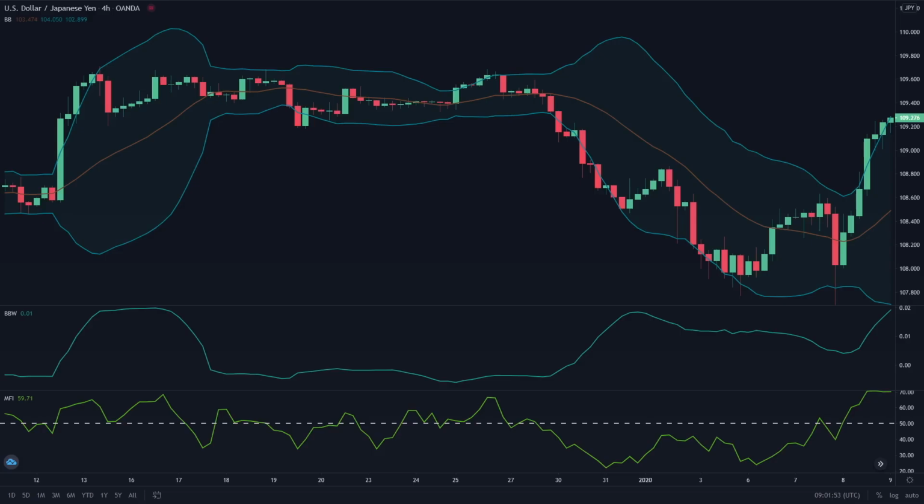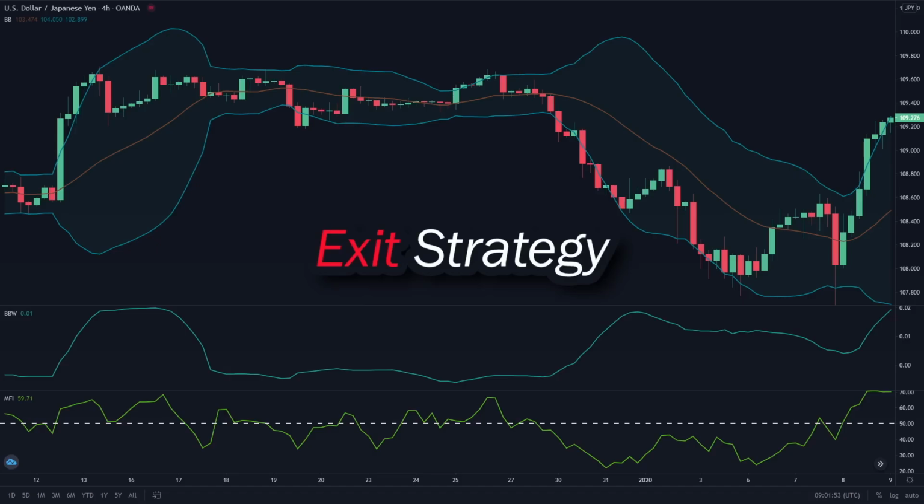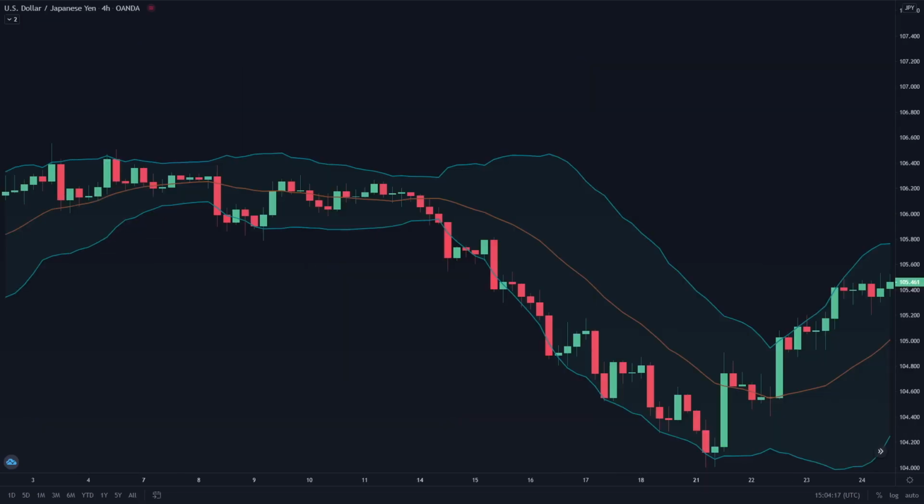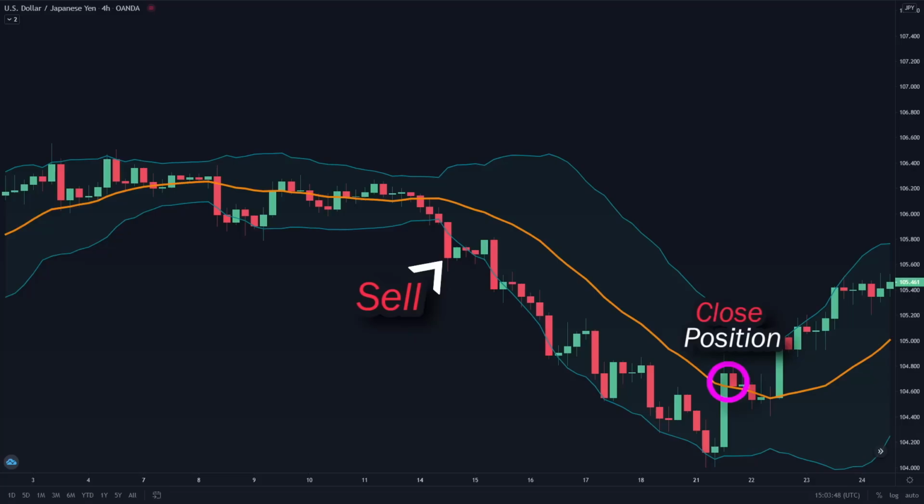So now I'm going to teach you a really effective exit strategy that you can use to maximize your profits using the Bollinger Bands indicator. So let's say you took a short position here. What you want to do is to let your trades run until a candle breaks out of the middle SMA line. If the candle broke out like this, you close your position.